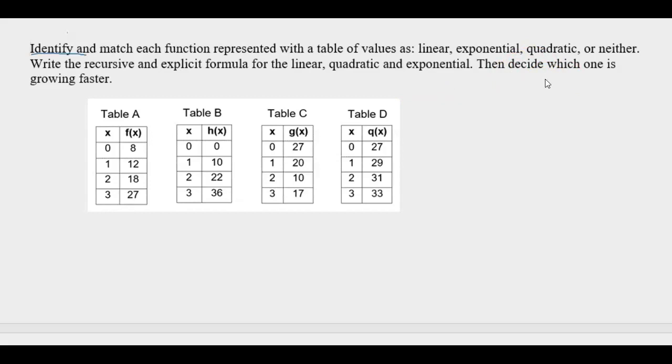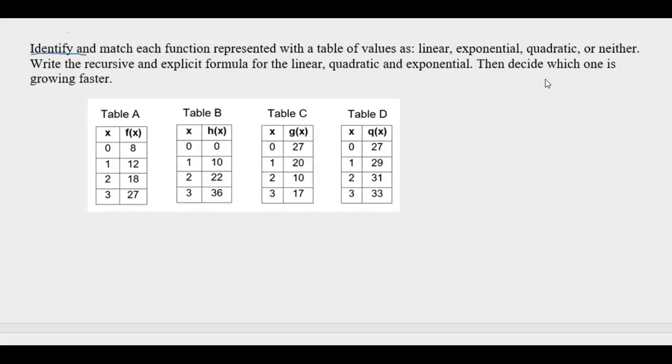Okay, so let's see. The first table right here, the first thing I'm going to do, now remember, it is linear if we have a common difference, it is exponential if we have a common ratio, and it is quadratic if we have a second difference. So we're going to find out. We're going to check first if it is linear. Over here, what do I add to 8 to get 12?